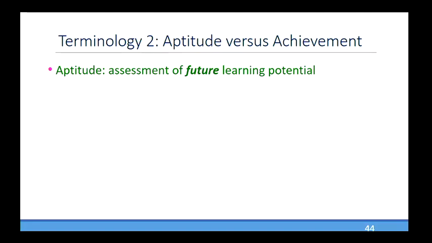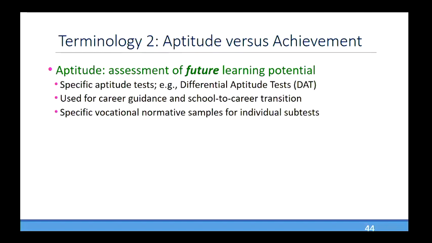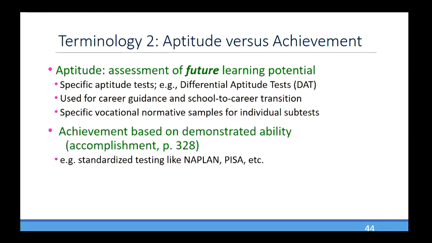Now, one other piece of terminology, we've gone through formative and summative. The difference between aptitude versus achievement. So aptitude is about assessment of future learning potential, how you would do in the future. So specific aptitude tests like the Differential Aptitude Test or perhaps an IQ test. It's used for career guidance and school to career transition. And they actually have specific vocational norms for individual subtests. It's actually a really good test.